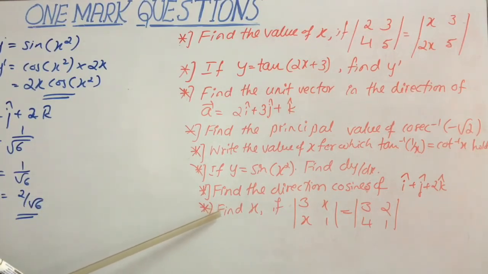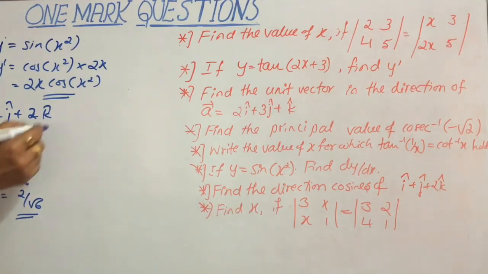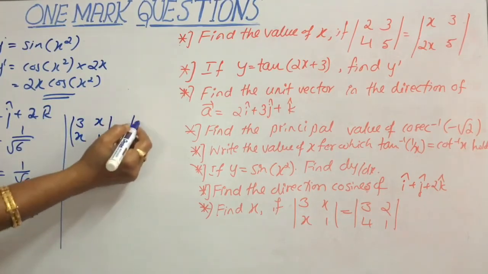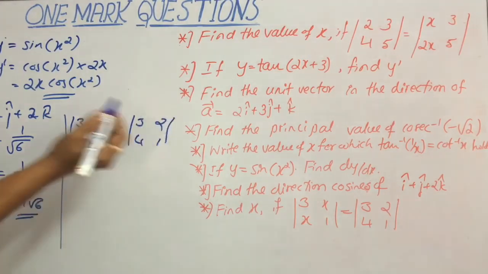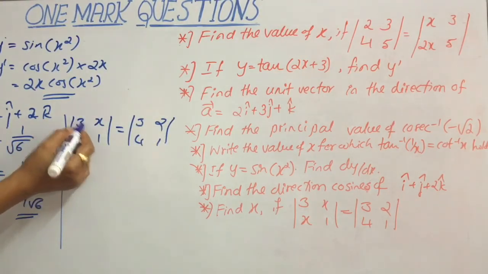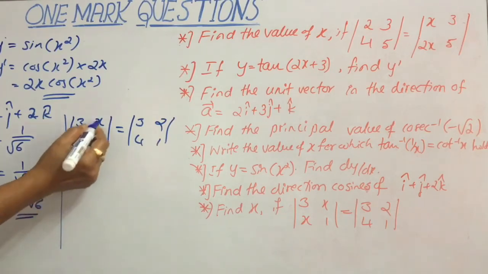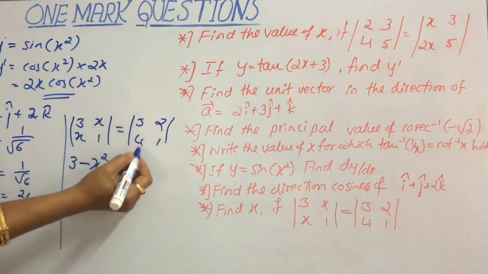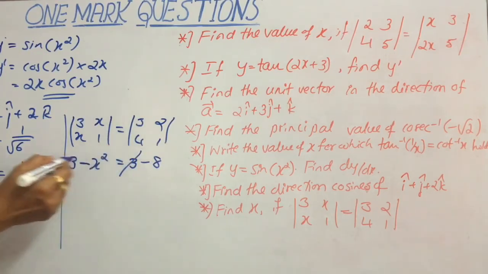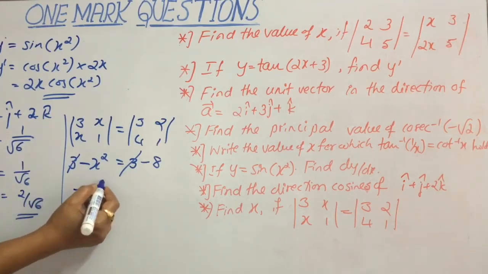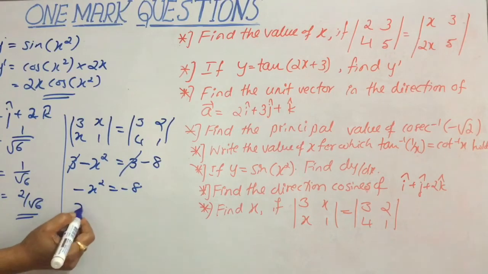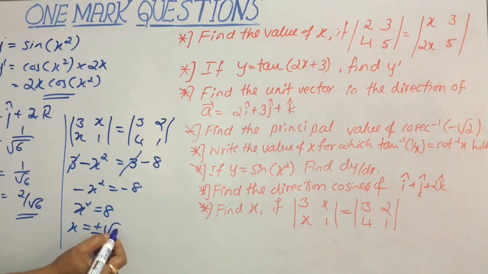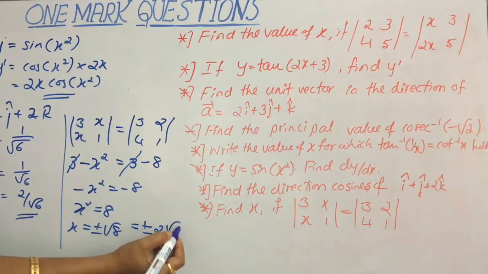Consider the last question. Find x if the determinant 3, x, x, 1 equals the determinant 3, 2, 4, 1. Let us consider the value of the determinant, that is 3 into 1, 3, minus x into x, x square, equal to the value of this determinant, 3 1s are 3 minus 4 2s are 8. If we cancel these two terms, we get minus x square is minus 8. So x square is 8. X is equal to plus or minus root 8. That is plus or minus 2 root 2.